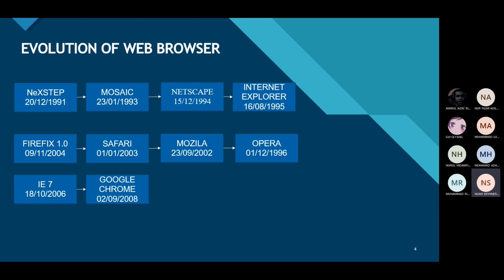the browser wars. Until IE7, everyone kept trying to make better browsers than Netscape. After IE7, it came out that IE7 was better, which then got overtaken by Google Chrome in 2008.